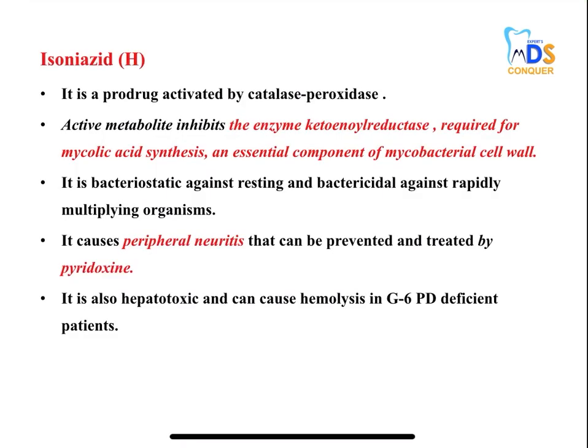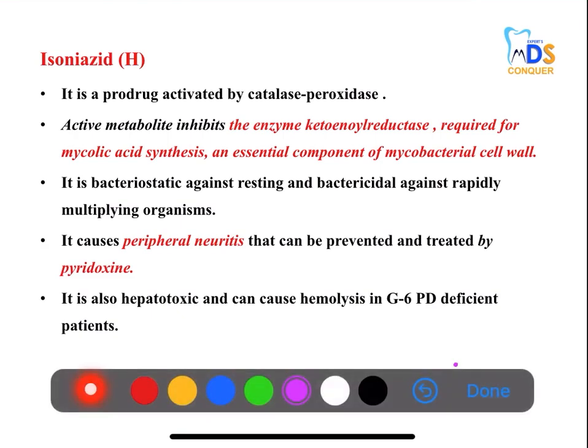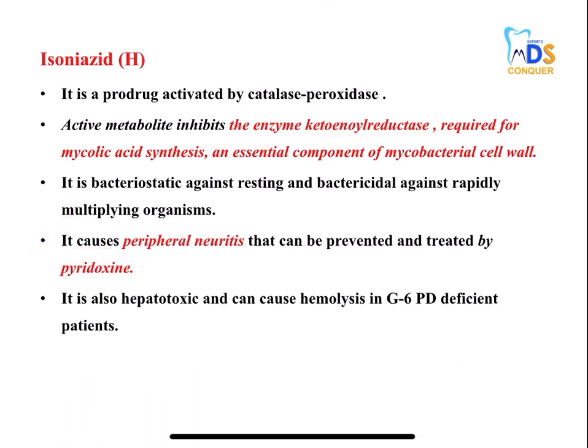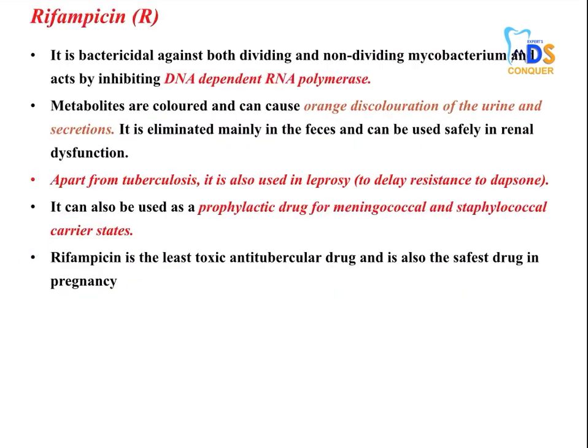Isoniazid causes peripheral neuritis, so pyridoxine has to be given. It inhibits the ketoenoyl reductase, which is an essential component for mycolic acid synthesis, which is again an essential component of the cell wall. It is hepatotoxic and causes hemolysis in G6PD deficient patients.